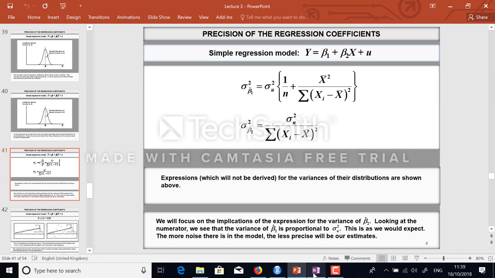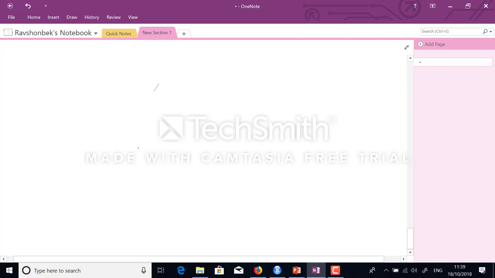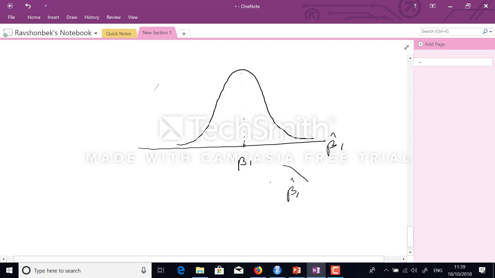Let me tell you what these slides are actually showing us. This is our population density curve. Now, how do we know how reliable our estimate is? Let's say we calculated some beta 1 hat. How do we know this is reliable? One way to look at it is to test the significance of the coefficient estimate. In other words, significance implies how close or far the beta 1 is from its true value. If it's at this point here, we want to know how close this is to this true value.